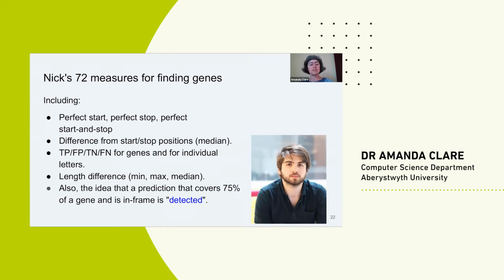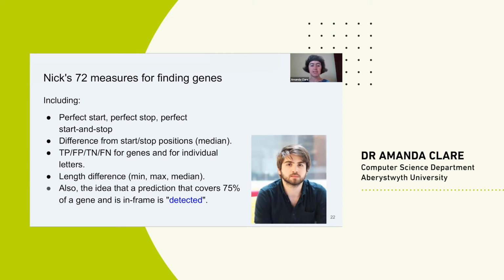And these include all sorts of things like whether the starts were perfect, whether the stops were perfect, whether both starts and stops were perfect, the difference from the start and stop positions, the median difference, and the true positive, the false positive, the true negative, the false negative for the genes as a whole and for individual letters. So we're capturing were the whole units found and were they found more precisely because the individual letters make a difference, whether they've hung off the end, as it were, or too short.